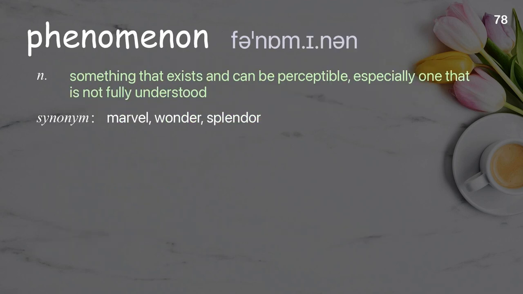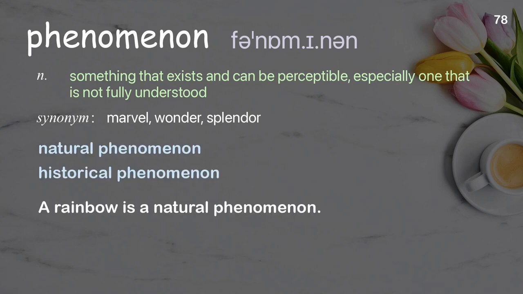Phenomenon. Something that exists and can be perceived, especially one that is not fully understood. Examples: Natural phenomenon. Historical phenomenon. A rainbow is a natural phenomenon.